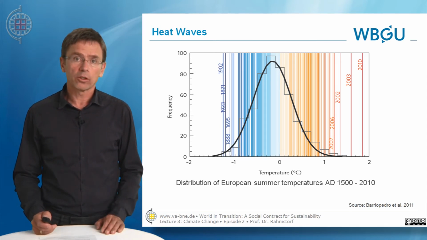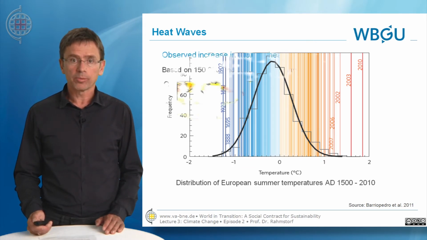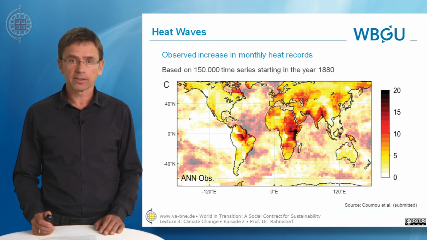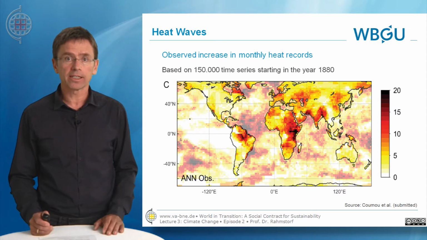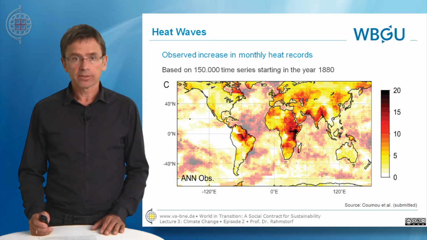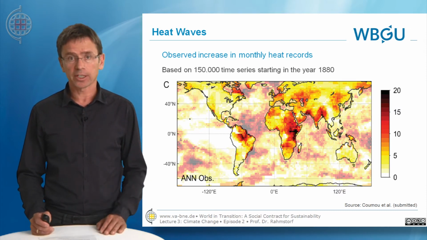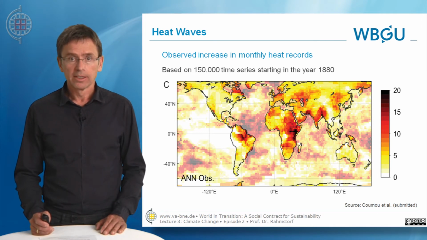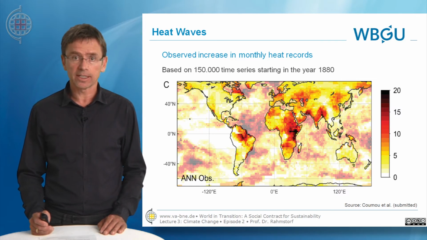Now that is just one location, so it's limited information, but we can look at the global picture. This is an analysis that we have done in my department, which shows how the observed number of monthly heat records, so these are record-breaking warm months, has increased in the last 10 years over and above what you would expect in an unchanging, stationary climate, so a climate without global warming. This is based on the analysis of about 150,000 time series starting in the year 1880.